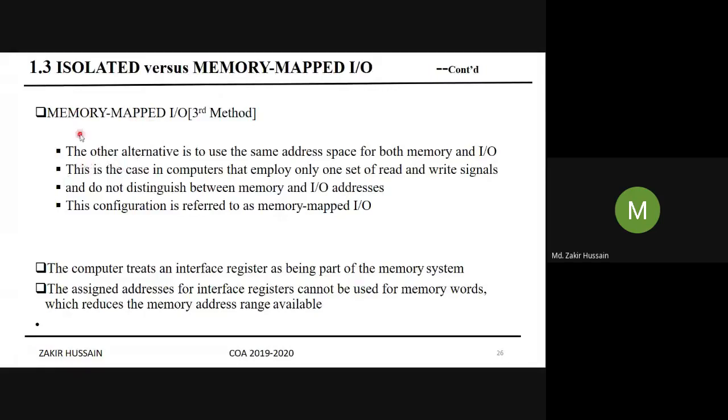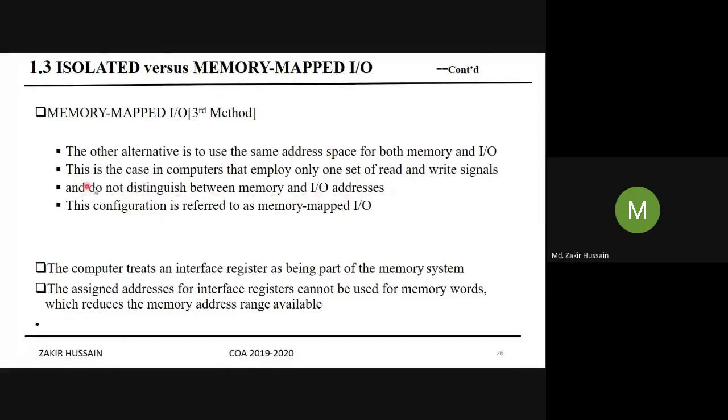I repeat again, memory mapped I/O uses everything common: common bus and common control lines. The alternative is to use the same address space for both memory and I/O. This is the case in computers that employ only one set of read and write signals and do not distinguish between memory and I/O addresses.